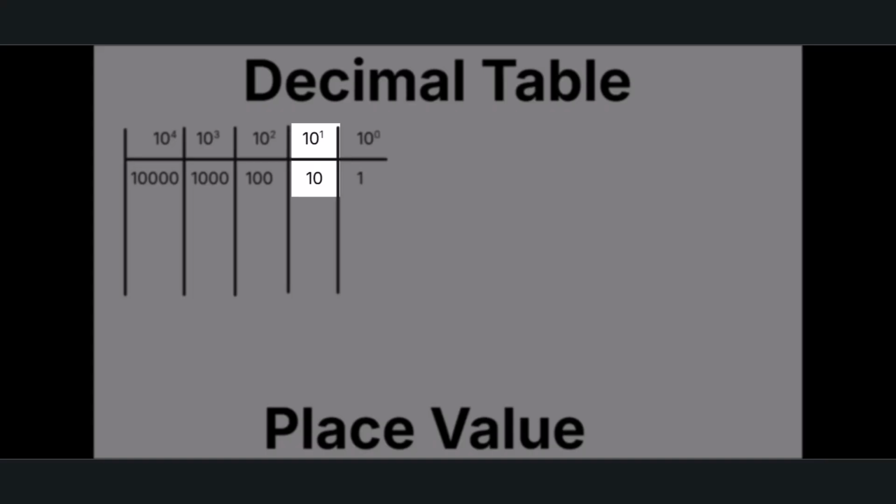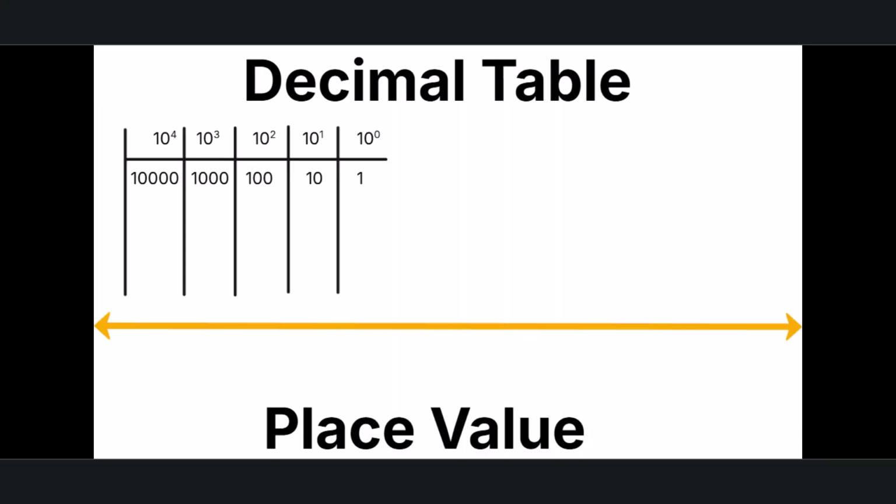10 to the power of 1 is our tens column. 10 squared is our hundreds column. 10 to the power of 3 or 10 cubed is our thousands column. And 10 to the power of 4 is our 10,000s column. And of course it goes to the right and to the left as far as we can imagine. And depending upon where numbers are, determines what values are assigned to each of the numbers that we create.